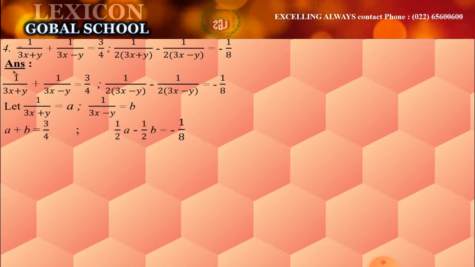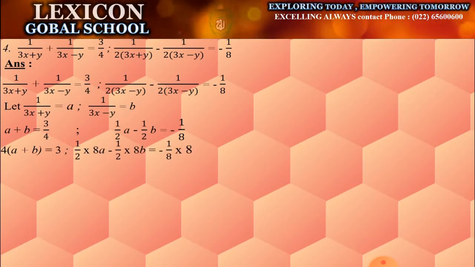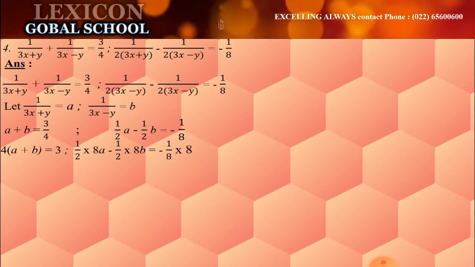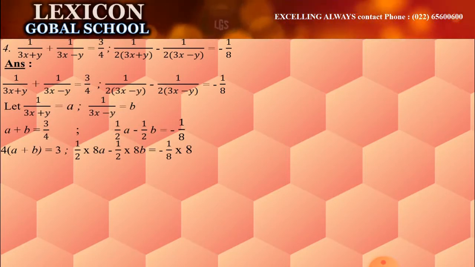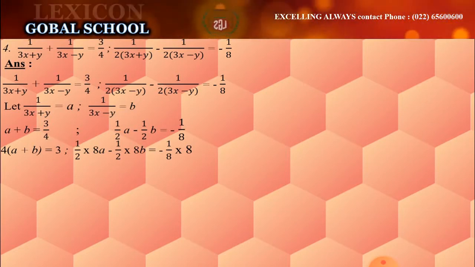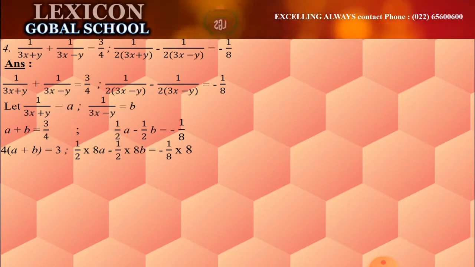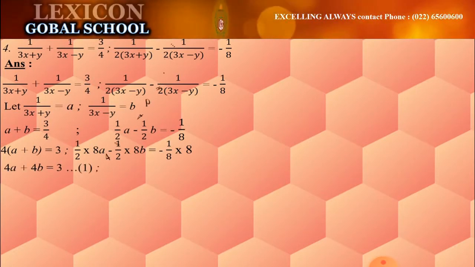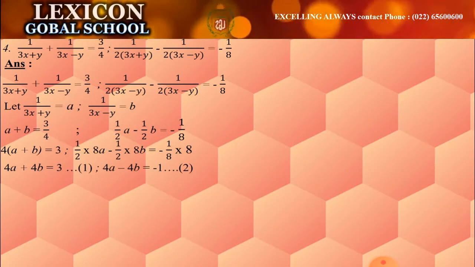In the first equation, we are going to multiply 4 in the LHS. So, 4(a + b) = 3, and in the second equation, we are going to remove the LCM, and in the entire equation, we are going to multiply it by 8. So, 1/2 into 8a − 1/2 into 8b = −1/8 into 8. When you solve the equation further, 4 into a, 4a, plus 4 into b, 4b, is equal to 3. That is our equation 1.